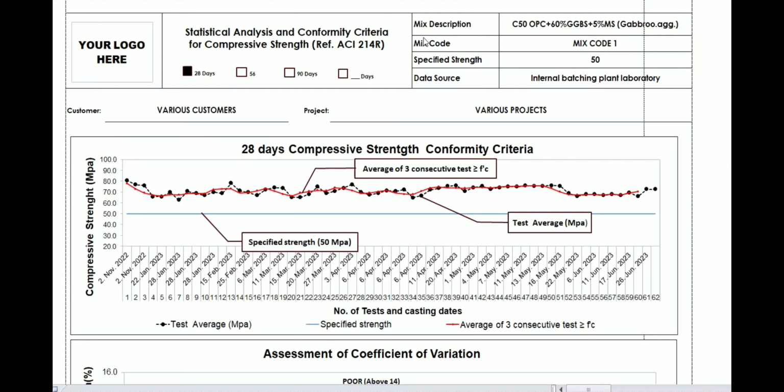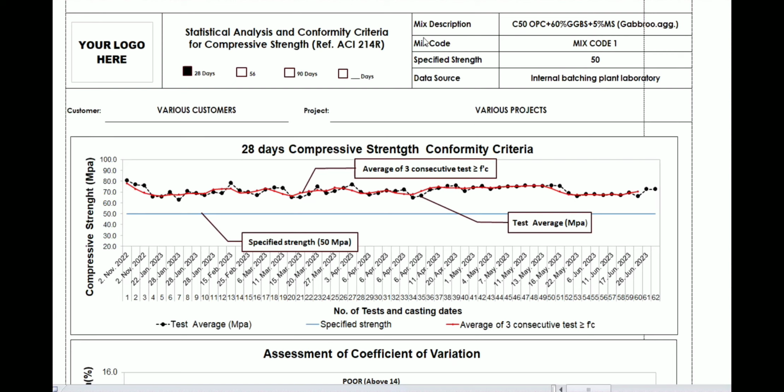look at this figure showing the specified strength C50 in this blue color. Above this one are the two lines, the test average and the average of 3 consecutive strength tests, which simply means we are exceeding the specified, which means pass, and an almost straight line was being formed. So there is really consistency during those periods.